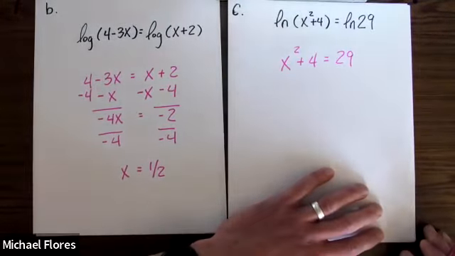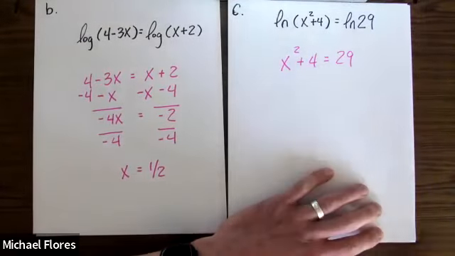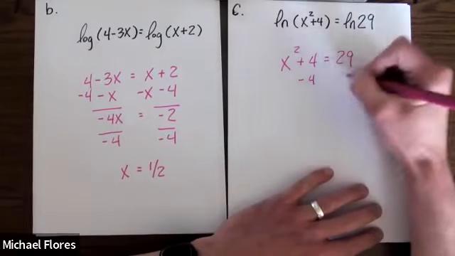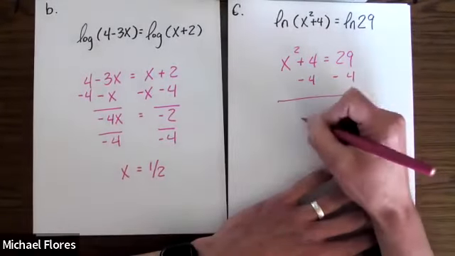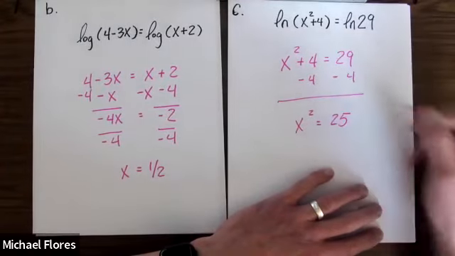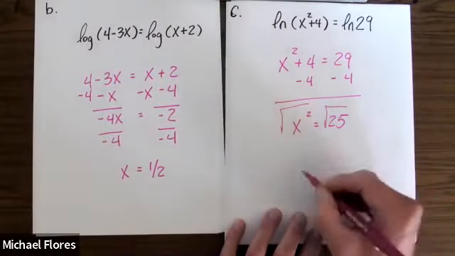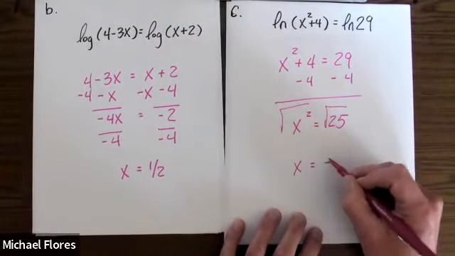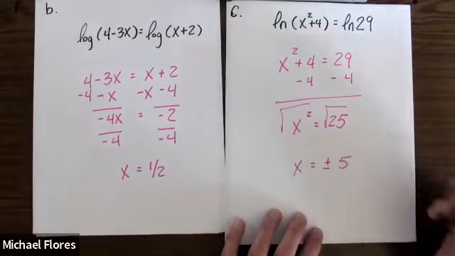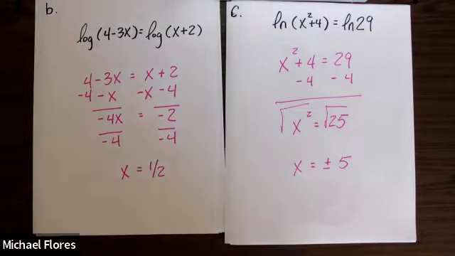And now we solve. Since we have x squared in this problem and neither of these terms have an x attached to them, I'm going to go ahead and swing this 4 over there. Take the square root of both sides, and remember, if you were solving for x squared or y squared or whatever in an equation, the final answer is plus or minus the result. So here we have plus or minus 5.